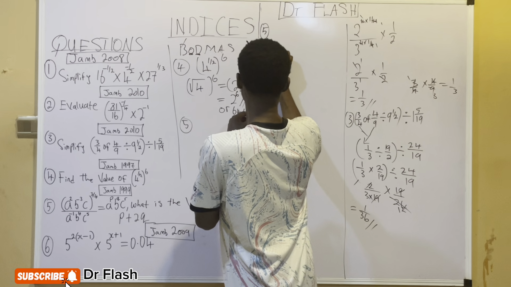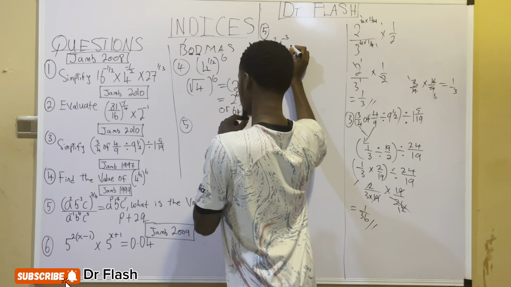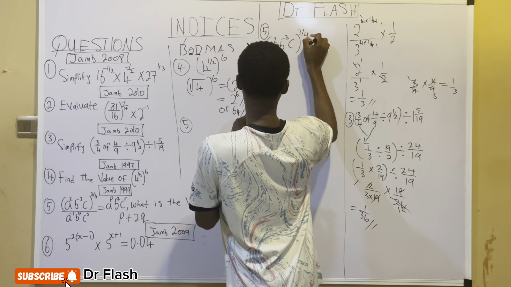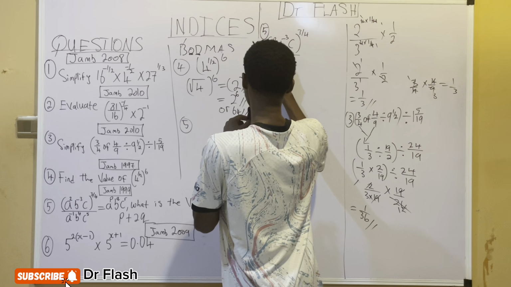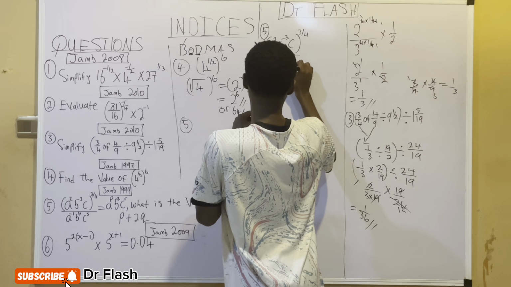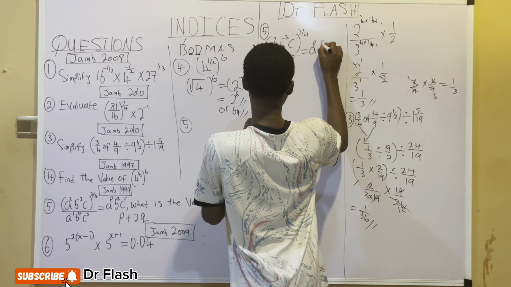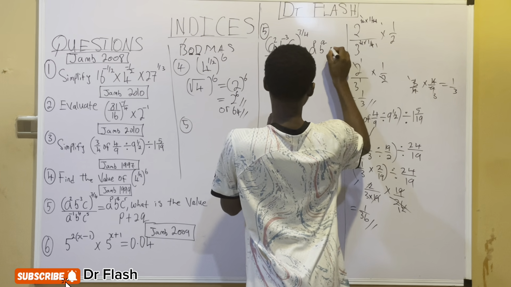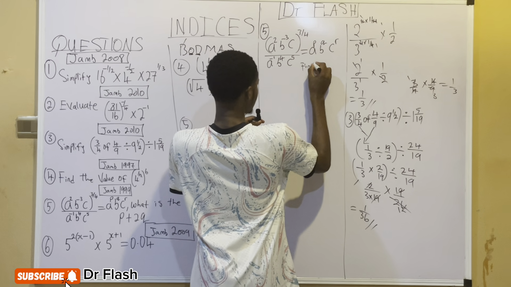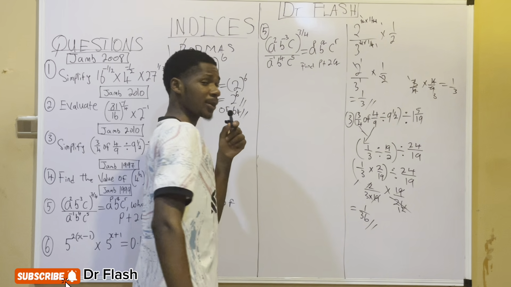The question is a squared b to the power of minus 3 times c, all raised to the power of 3 over 4, divided by a to the power of minus 1, b to the power of 4, c to the power of 5, equals a to the power of p, b to the power of q, c to the power of r. And we're asked to find p plus 2q.